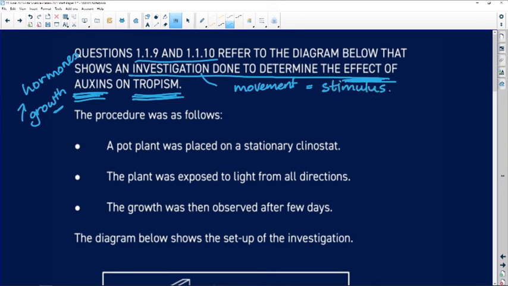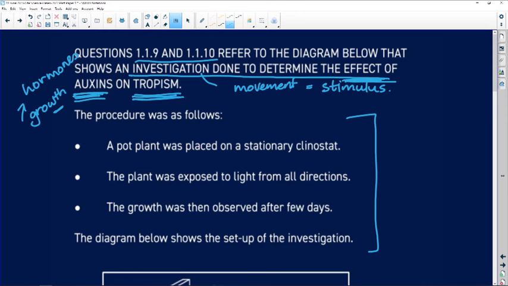Okay guys, so we've clarified what the question is about. Let's read further and look at the procedure, which is how that investigation was set up. The procedure was set up as follows. A pot plant, all right, imagine it in our minds, was placed on a stationary clinostat. The plant was exposed. Remember, sorry, let me go back to the clinostat.